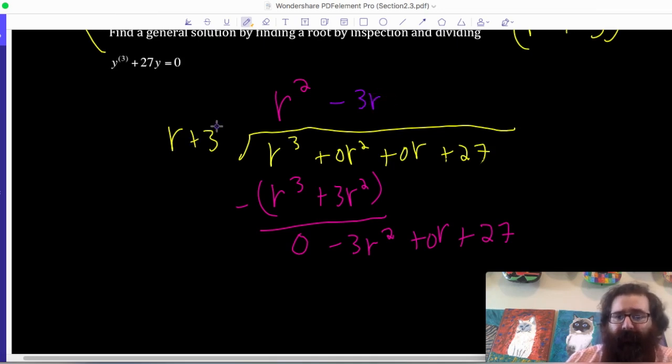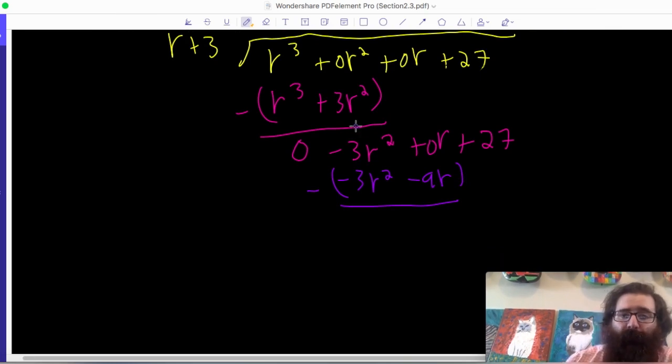And then multiply that through. So -3r times r is -3r squared. -3r times 3 gives me -9r. Subtract all the pieces. -3r squared minus -3r squared is 0. 0r minus -9r, so be careful there with the signs, gives me positive 9r, and then drop down the 27.